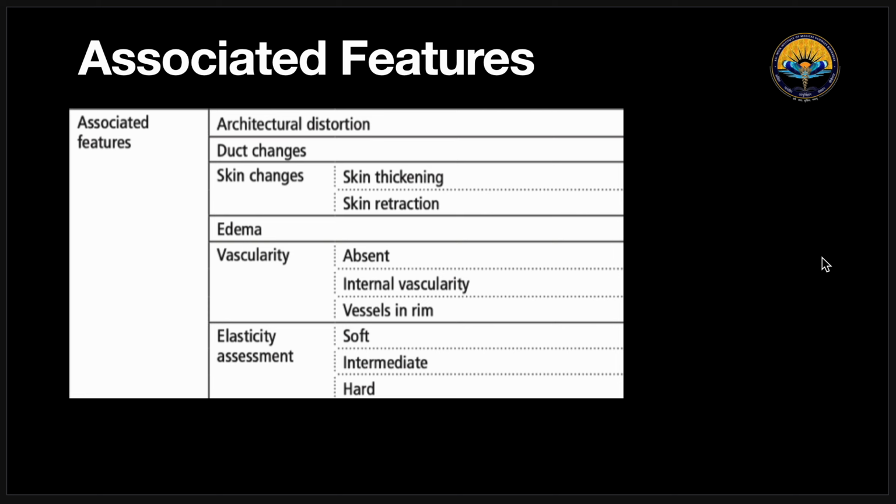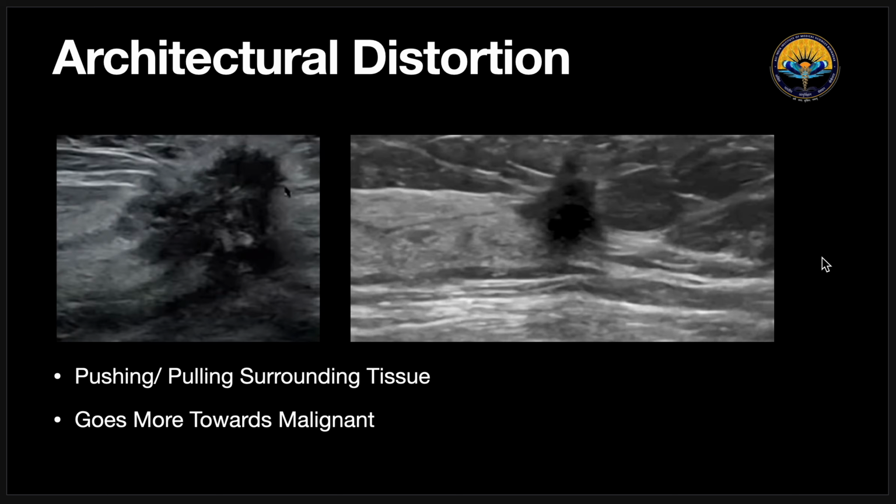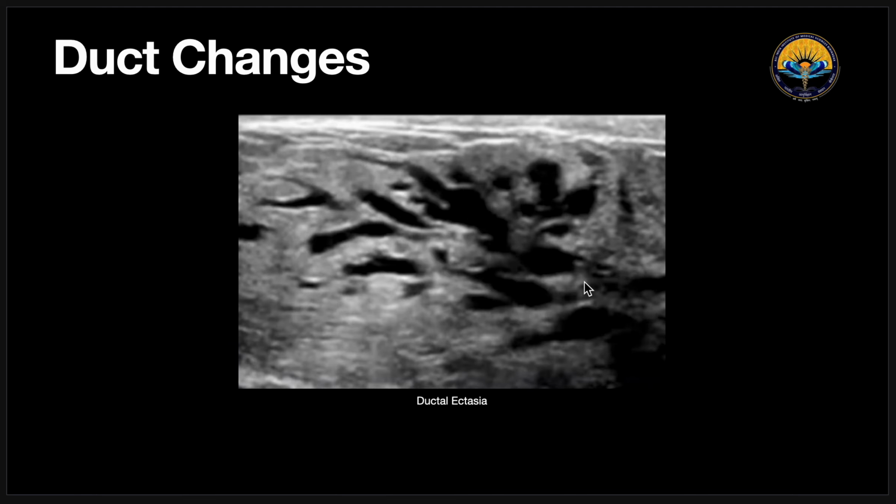Coming to various associated features, starting first with architectural distortion. Architectural distortion means there is a lesion which will either push or pull the surrounding tissue. Like you can see, it is pushing the surrounding tissue. Here also the lesion is pushing the surrounding tissue. So we will describe this as architectural distortion, and this goes more toward the malignant etiology.